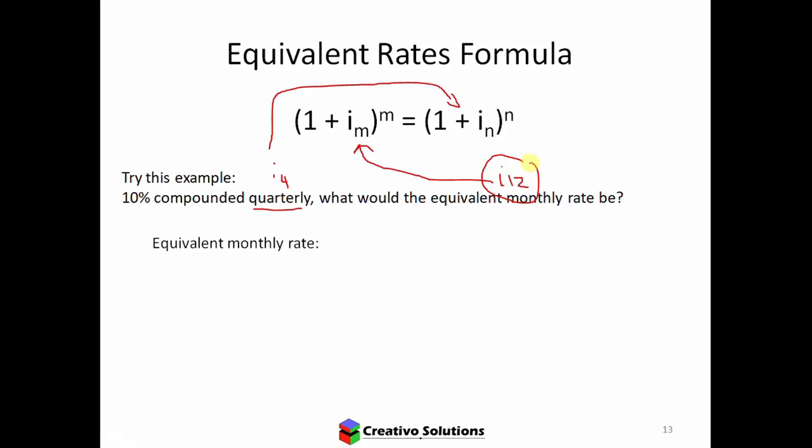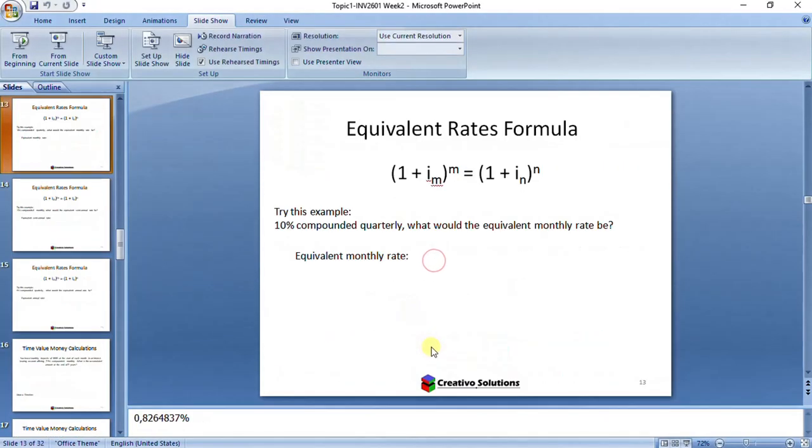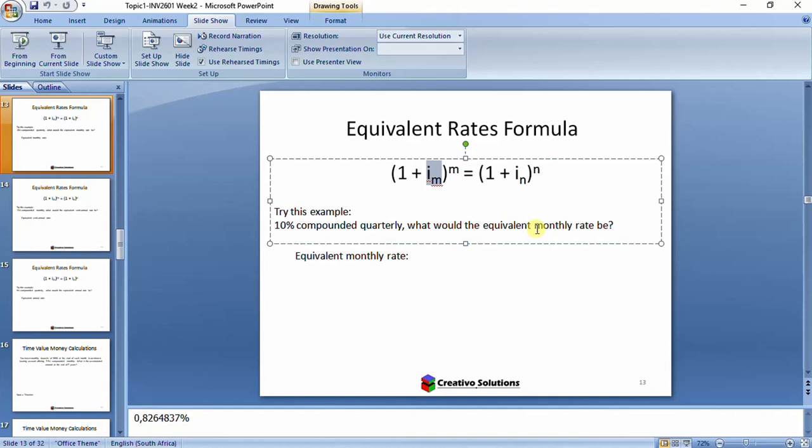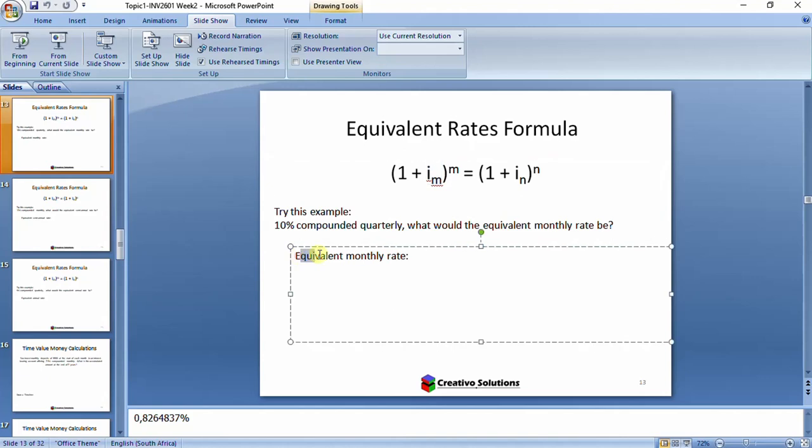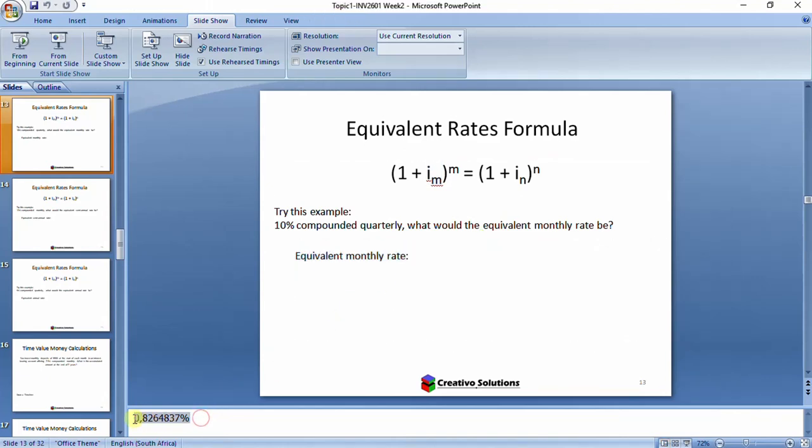Alright, so the solution for the equivalent monthly interest rate is as follows. (1 + Im)^m. I need to show these solutions here. Okay, (1 + I12)^12 = (1 + I4)^4. And if you solve for your equivalent monthly interest rate, the answer that you get is 0.8264837%. That's your equivalent monthly rate, meaning I12. So I12 can be calculated from I4.